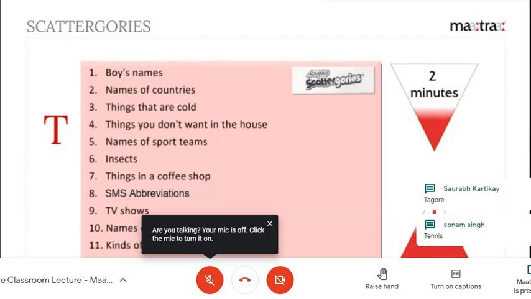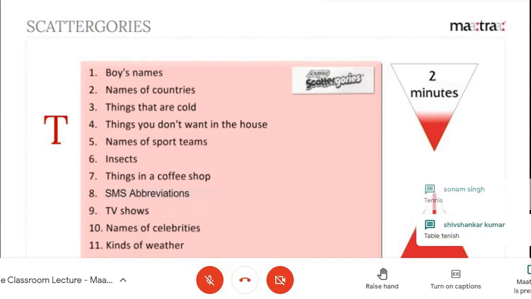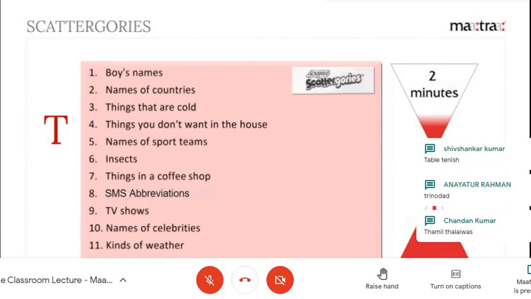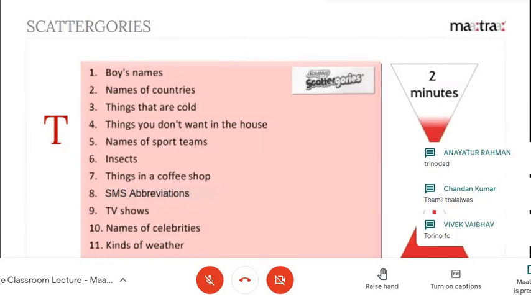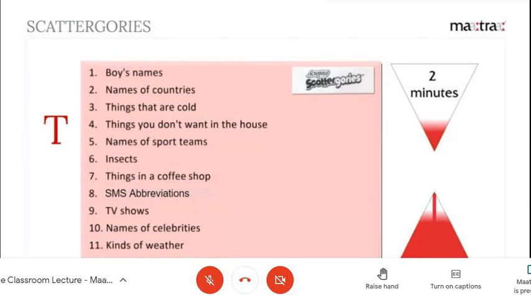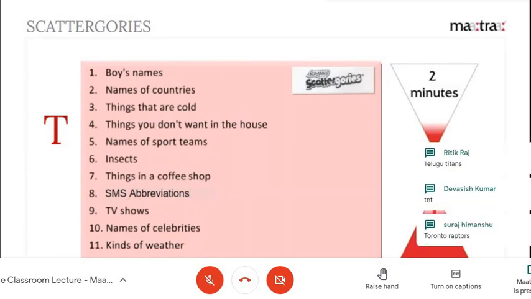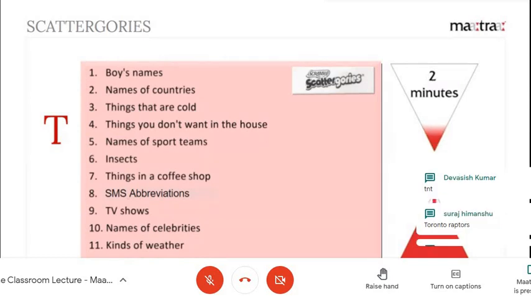Tagore. Why don't you want Tagore in the house? Sports teams, tennis. This is not sports. These are not sports, these are sports teams. So yes, Tamil Thalaivas are a team. Torino Football Club is a team. Very good, Vivek. Very good, Chandan. Next, Toronto Raptors. Someone's been watching ice hockey. Telugu Titans. Acha, this is starting to sound a little like home production, but very good.